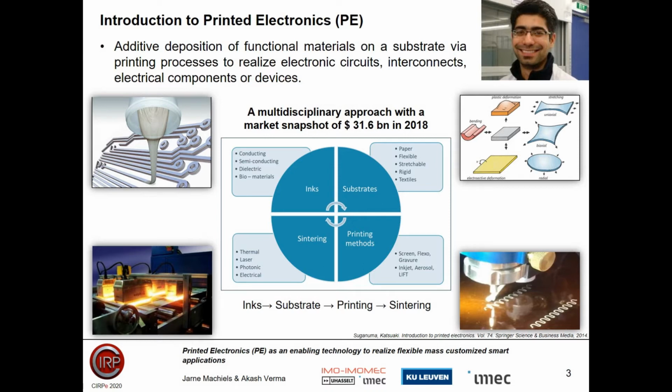Printed electronics is an additive deposition of functional materials on different substrates via different printing processes to realize electronic devices, circuits, and interconnects. It's a multidisciplinary approach with a market value of more than $30 billion. The four fundamental pillars of printed electronics are inks, substrates, printing methods, and sintering. You can see the details in this image.